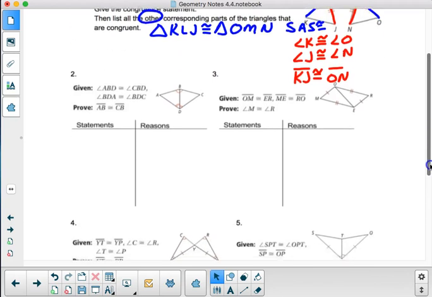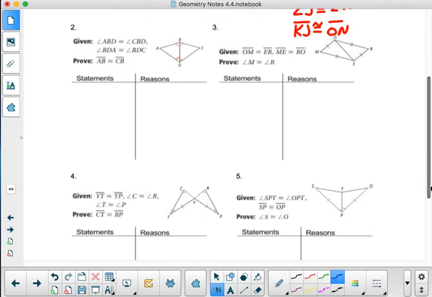Now, in our proof here, given that angle ABD is congruent to angle CBD, let's get that given down. Angle ABD is congruent to angle CBD. This is given. And I'm going to put that other angle in there too. Angle BDA is congruent to angle BDC. Now, my step 2, let's look at what I've got. Well, these angles are already there, right there. I got BD congruent to itself because of reflexive.